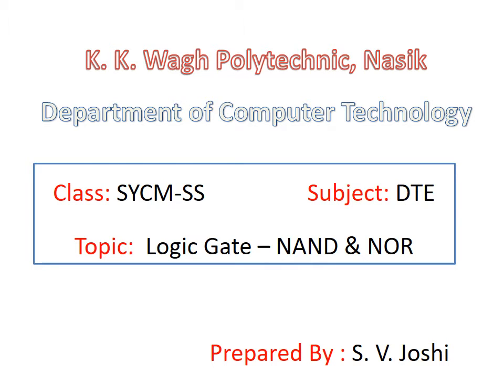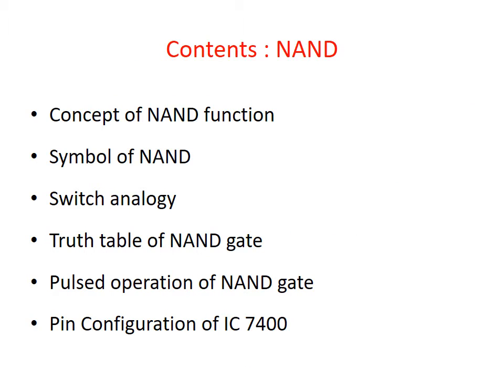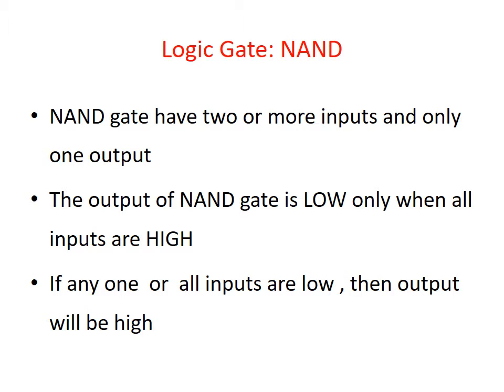Okay, let us discuss the NAND and NOR operations. These are the various contents related to NAND operation: how NAND gate works, the symbol of NAND gate, its switch analogy, then the truth table of NAND gate, then the pulse operation of the NAND gate, and the pin configuration of IC 7400. The NAND gate has two or more inputs and only one output.